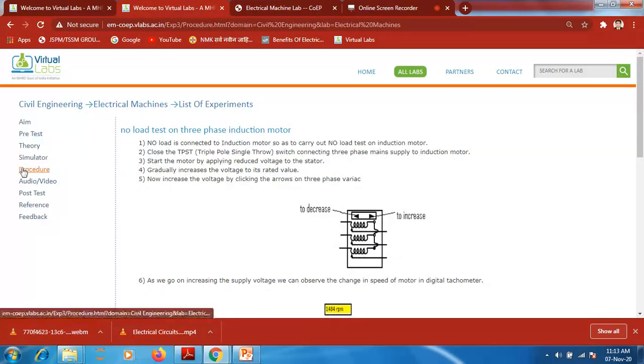So the standard procedure, by just clicking on the procedure, you will get: no load is connected to the induction motor so as to carry out the no load test on the induction motor. So here no load is connected at the output side. Next one, close the TPST switch. TPST is nothing but the triple pole single throw switch connecting the three phase main supply to the induction motor.